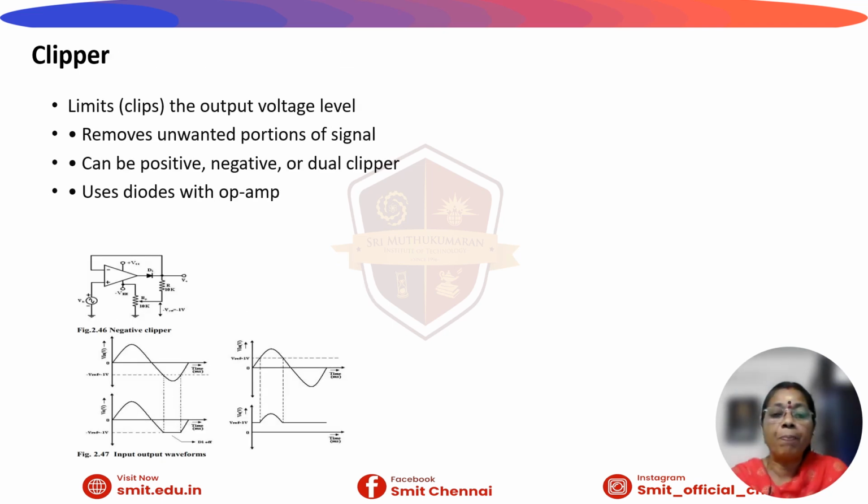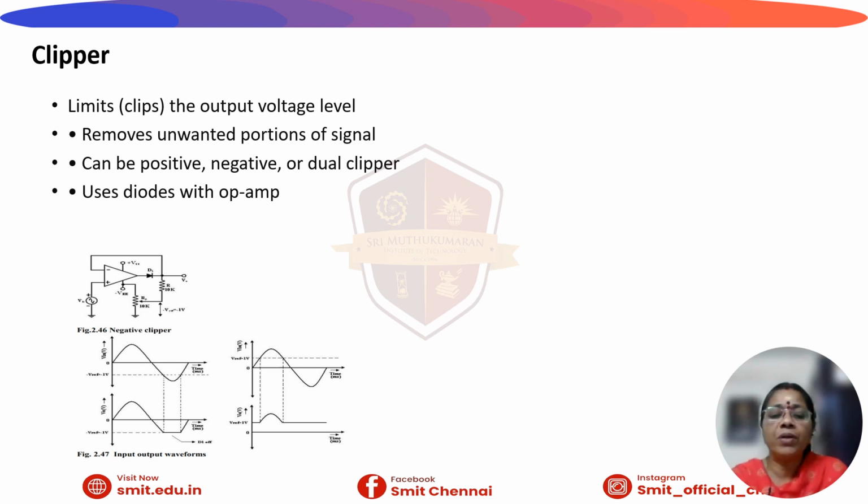An op-amp clipper is also called a precision clipper or active clipper. It is a circuit which is used to limit or cut off a portion of the input signal that exceeds a specific reference voltage, which is given at another input terminal of the op-amp. It removes the unwanted portion of the signal. The two main configurations of clipper are positive and negative clipper. It is based on the polarity of the reference voltage given at the input terminal. The clipper circuit uses a diode along with the op-amp.